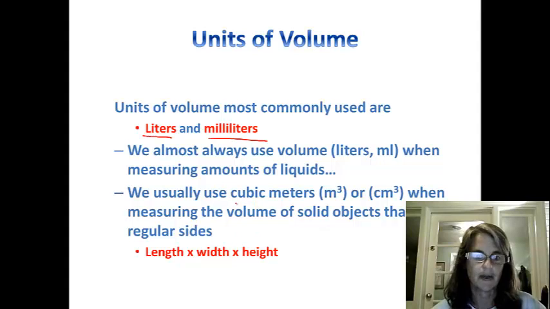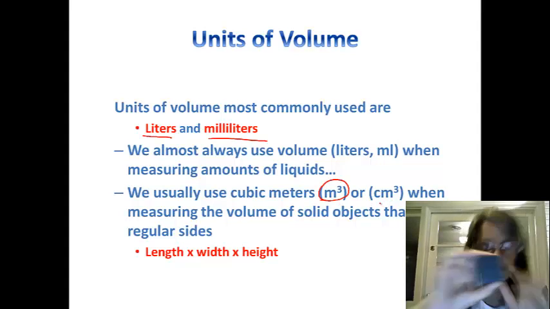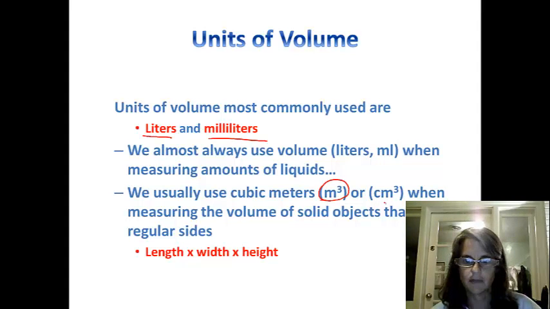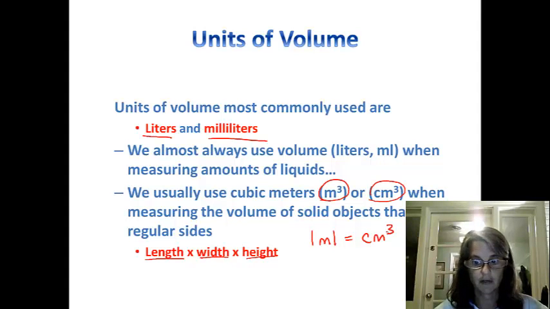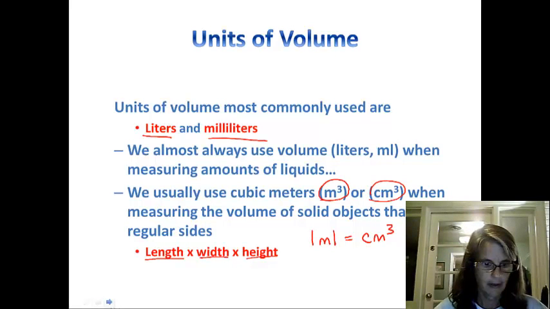For example, if it's a big object, we might use a cubic meter, or if it's a little object like this little guy, we would probably use cubic centimeters. Because we'd be using length type, we'd be taking length times width times height, and that would give us centimeters cubed. But in all honesty, 1 milliliter equals 1 centimeter cubed, so they're kind of interchangeable. All right.